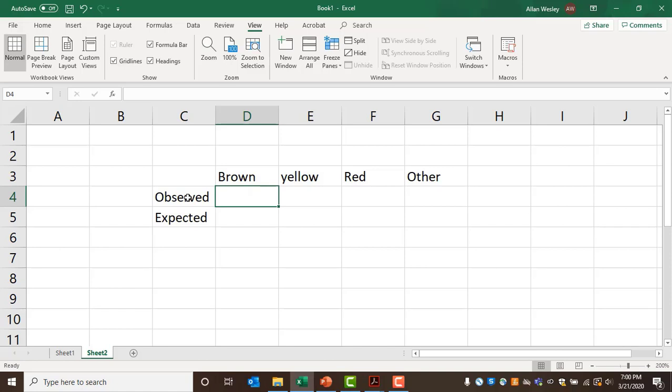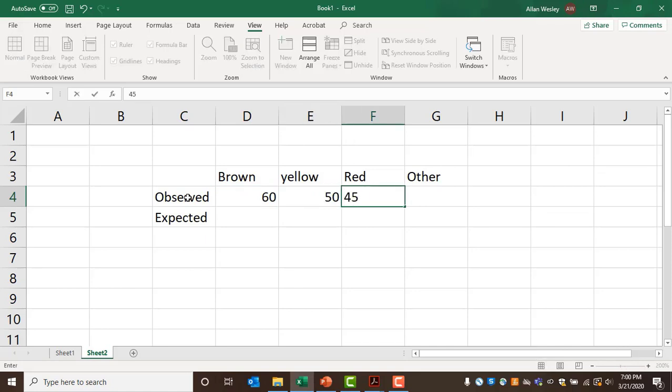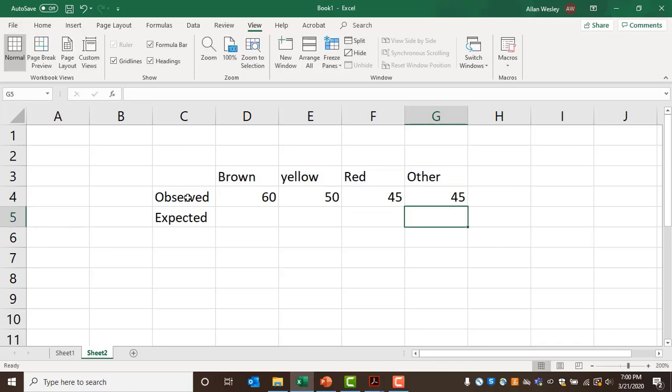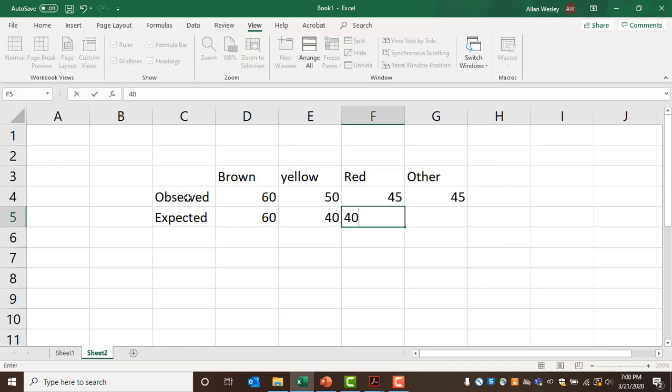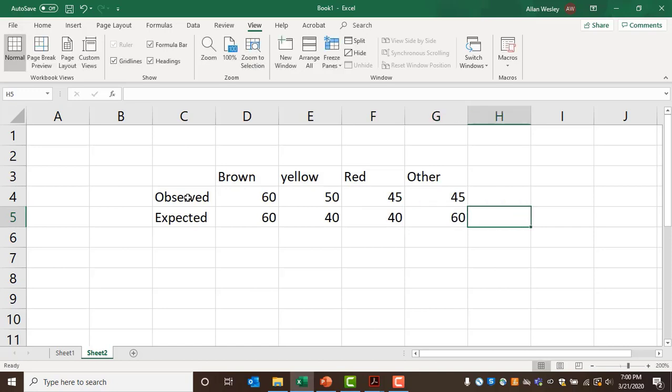So what did we observe? We observed 60 browns, 50 yellows, 45 reds, and 45 of the other types. What did we expect? Well, we calculated the expected. We expected 60 of the brown, 40 of the yellow, 40 of the red, and 60 of the other type.